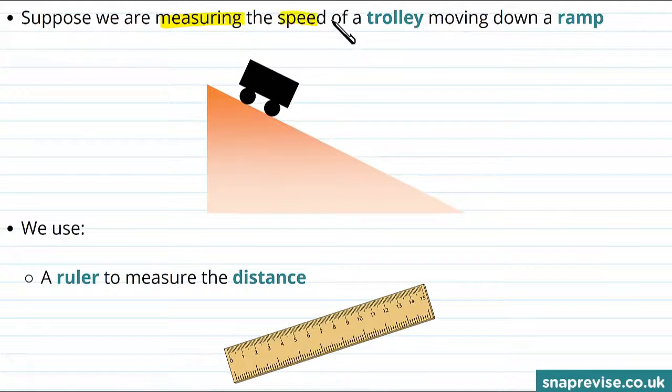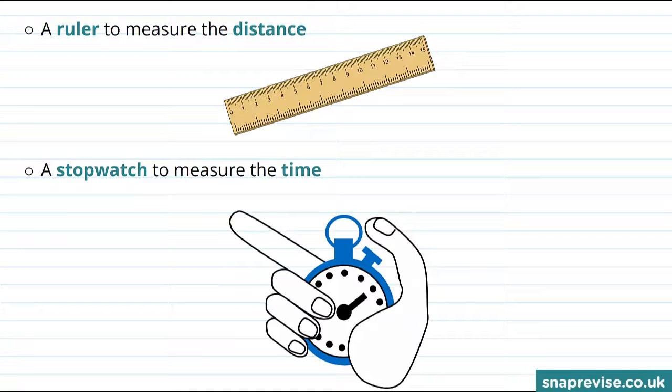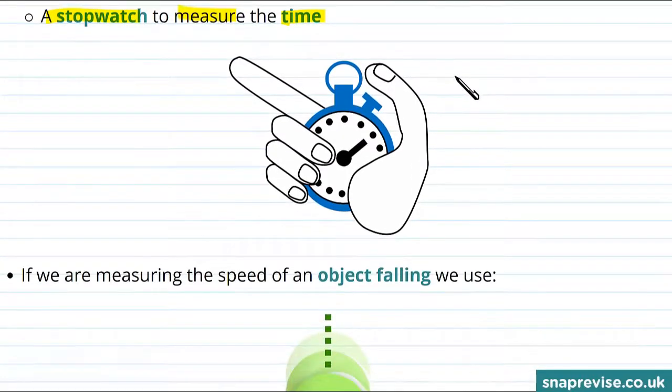Suppose, for example, that we're trying to measure the speed of a trolley that's moving down a ramp. Then in this case, we could use a ruler to measure this distance that the trolley has moved, and then use a stopwatch to measure the time it took to do so.